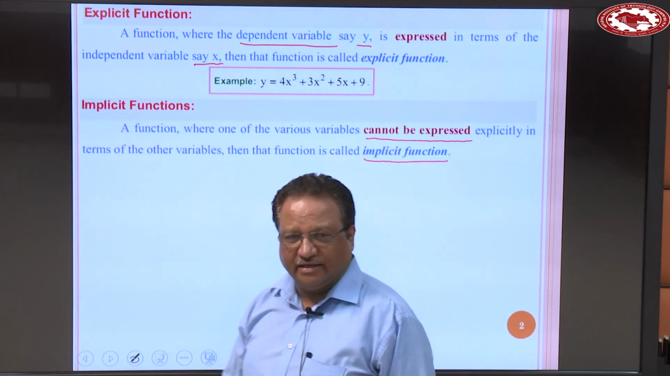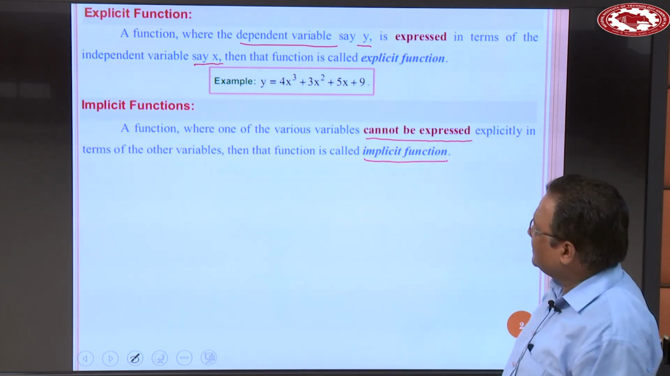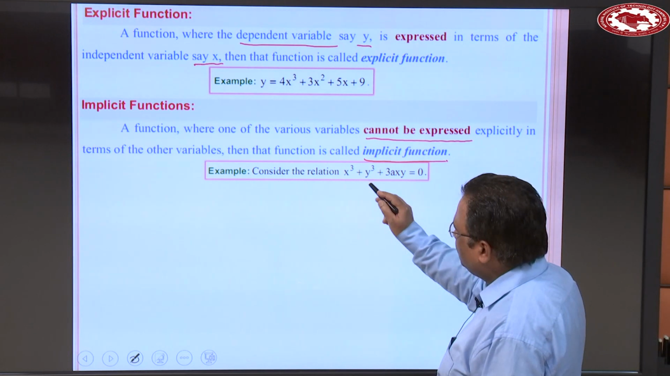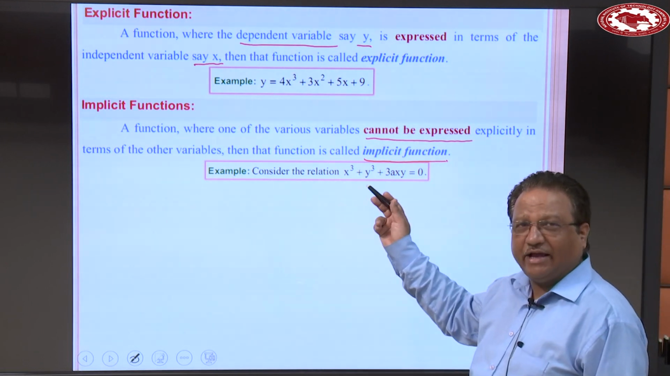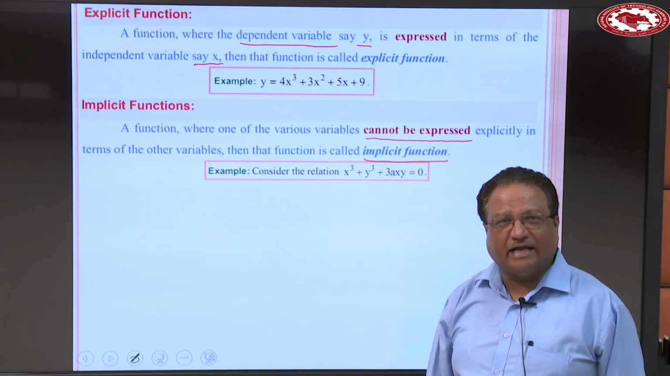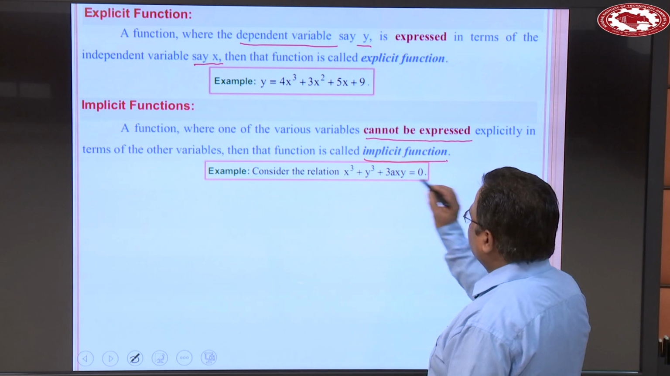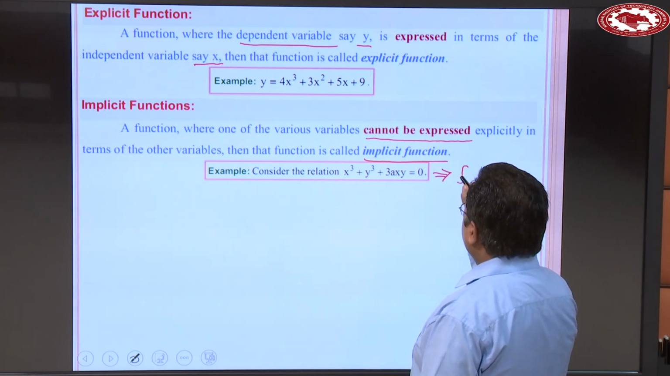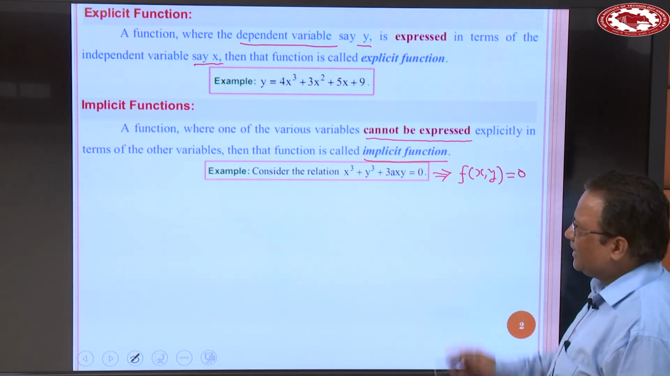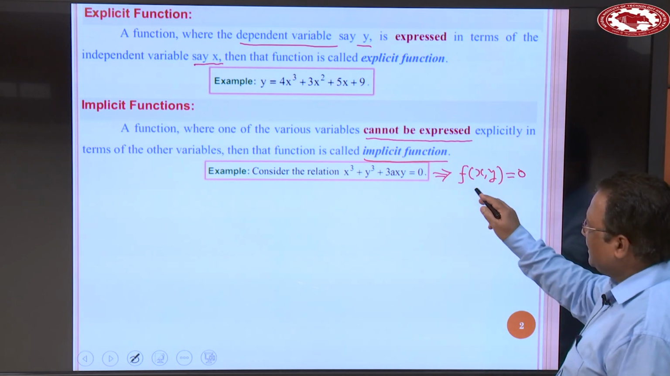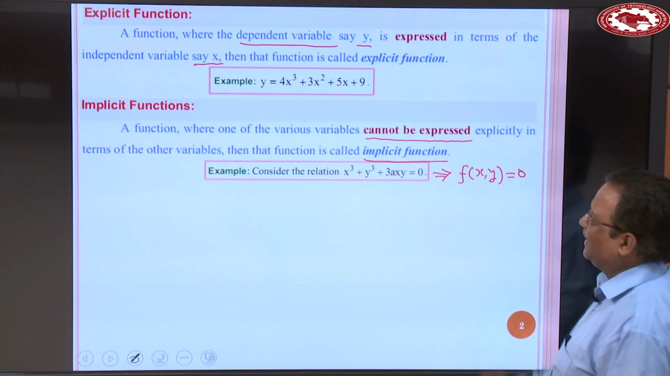So, in this definition we cannot represent y in terms of x or x in terms of y. For example, consider this relation x cube plus y cube plus 3axy is equal to 0. We cannot represent y in terms of x, we cannot represent x in terms of y. So, this one is the example of implicit function. This means this relation implies a function of x, y is equal to 0, where we cannot represent y in terms of x or x in terms of y.